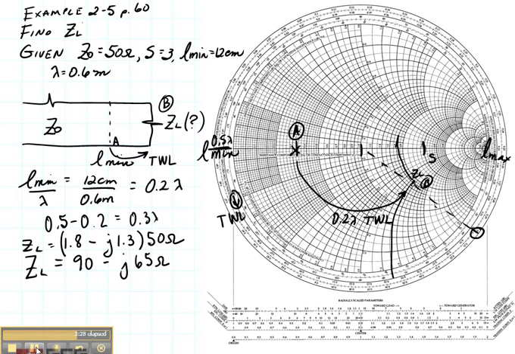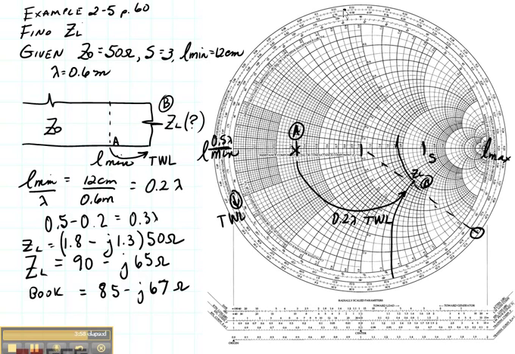Now let's compare that to what the book got as their exact answer. In the book, they say that ZL is equal to 85 minus j67 ohms. That's pretty close to what I got. Why would I be off a little? Because when I go to read my real and imaginary values, they may not be exact. So this is about as close as you can expect to get with a Smith chart.